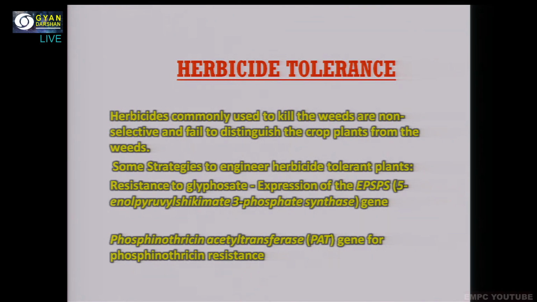Next, we have herbicide tolerance. Now, what is meant by herbicide? In the agricultural field, we are interested only in the agriculturally important crop. We don't want the weeds, unwanted weeds. So what do we do? We apply herbicides. But what is the problem? The problem is these herbicides also affect the agriculturally important crop. That means not only the weeds, but also the agriculturally important plants will be affected.